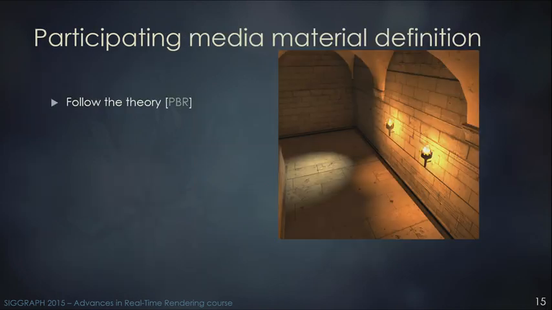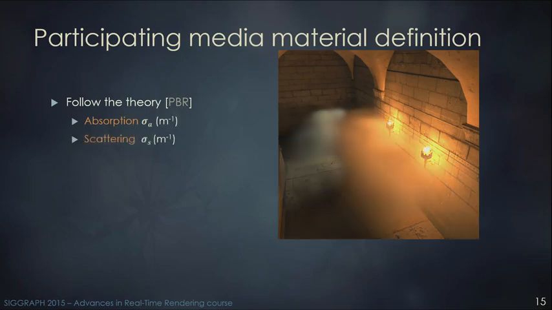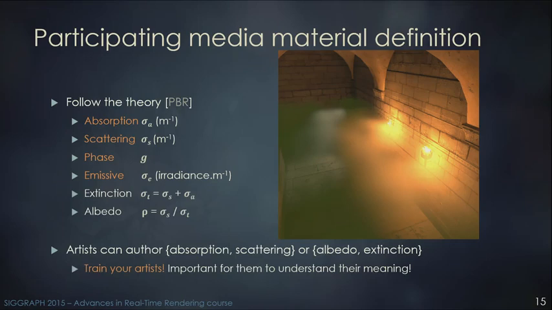Each participating media will be defined according to the physically based theory, for example, using absorption that reduces the amount of light when traveling through the media, scattering that will make light bounce on the media, and the phase function, which will give a different shape because the light can bounce more forward or can bounce uniformly in the media. You can also have emissive if you want some sort of toxic waste or any other thing. And a few more parameters that are important, like extinction and albedo.